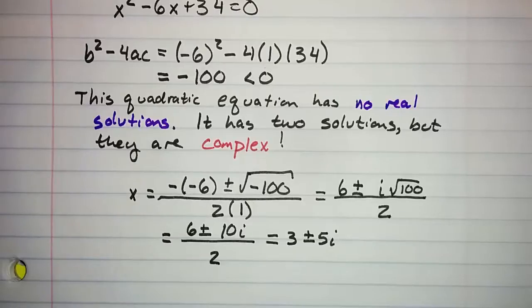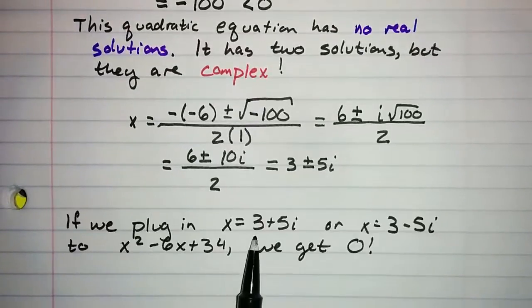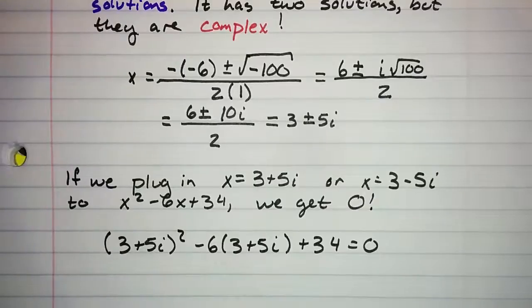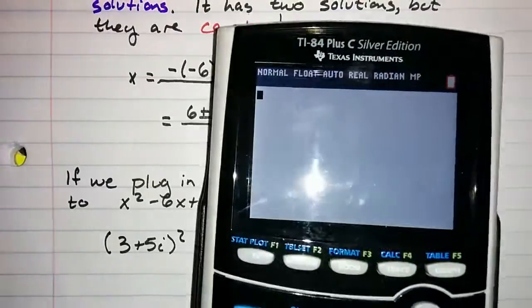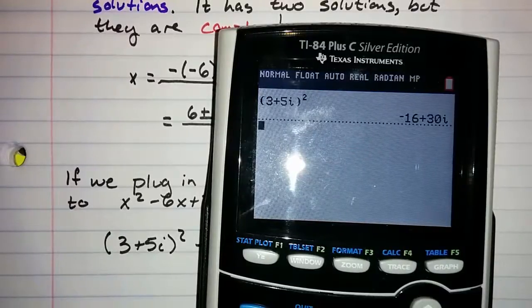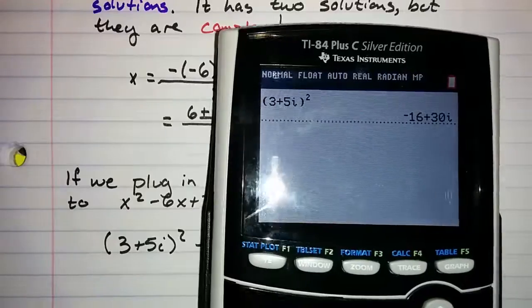Now, what do we mean when we say that these are solutions to this quadratic equation? We really do mean solutions. If we plug in x equals 3 plus 5i or x equals 3 minus 5i to this quadratic expression, we really get 0.